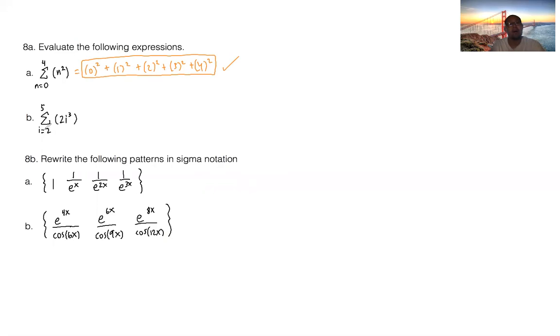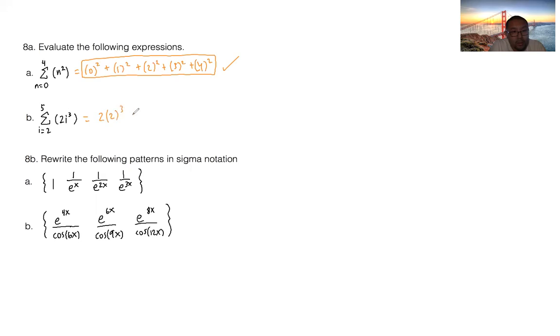Similarly here, i going from 2 to 5 of this function, okay? So you're just going to add up this function evaluated at values of i ranging from 2 to 5. So 2, replace i with the 2.